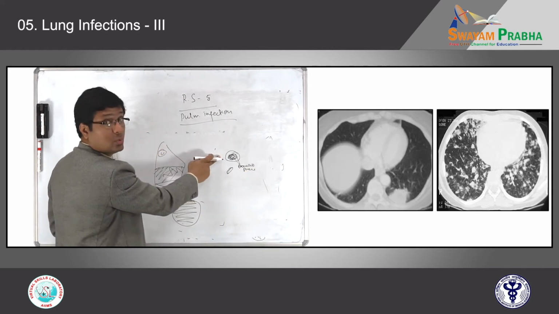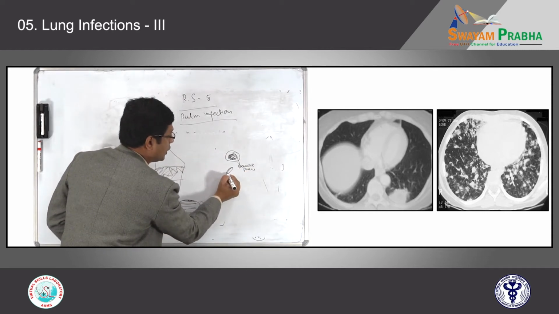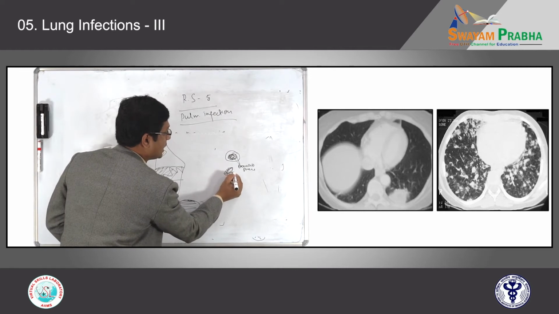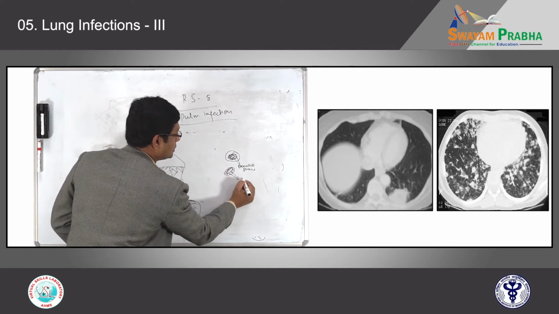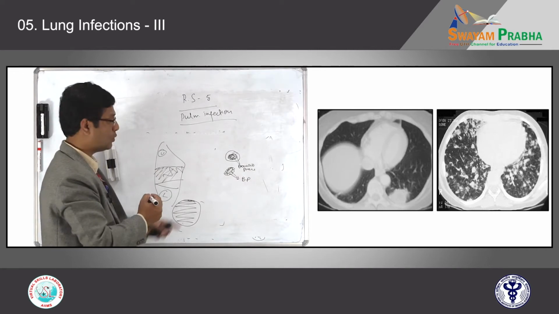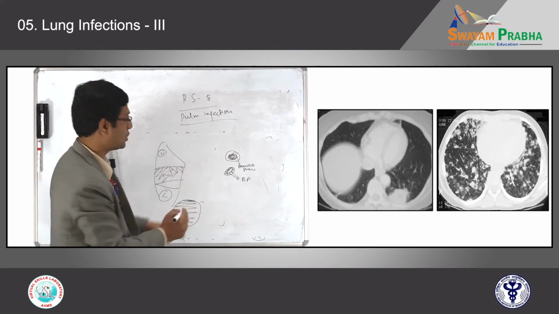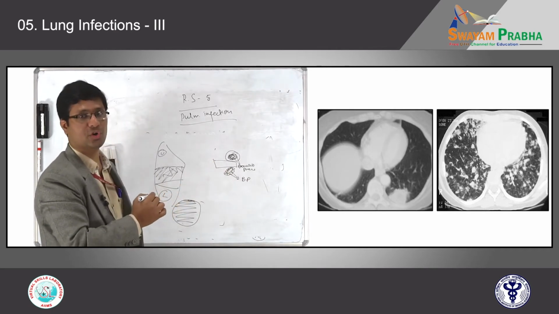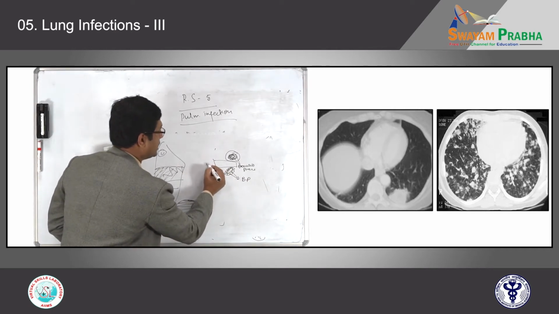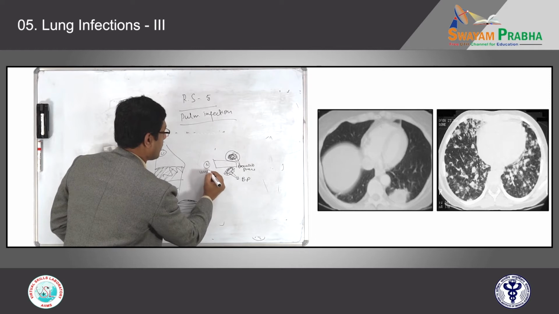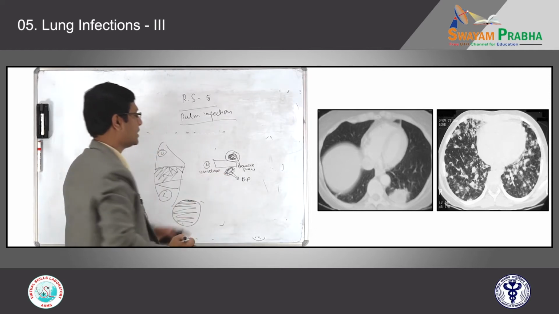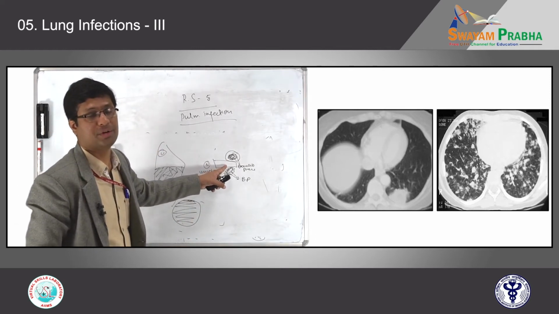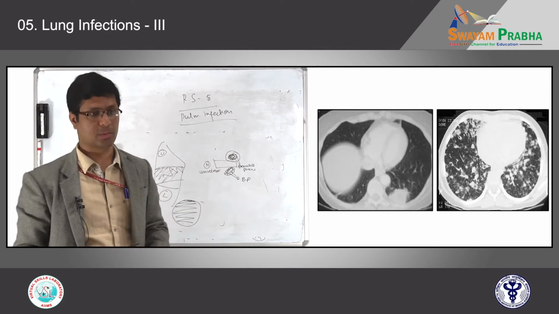Bronchopneumonia. This is one patch. There is one bronchus, and the adjacent lung parenchyma is involved. This is bronchopneumonia: one bronchus and a second bronchus. The alveolar parenchyma present between these two bronchi is normal or uninvolved. This is the typical picture of bronchopneumonia and lobar pneumonia.